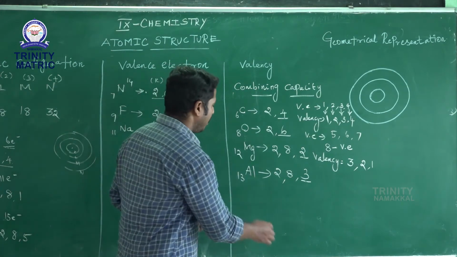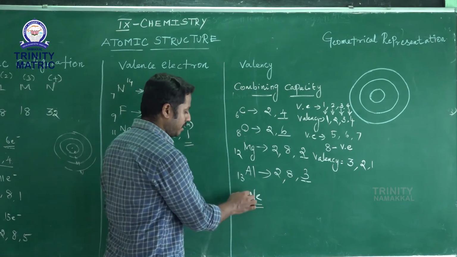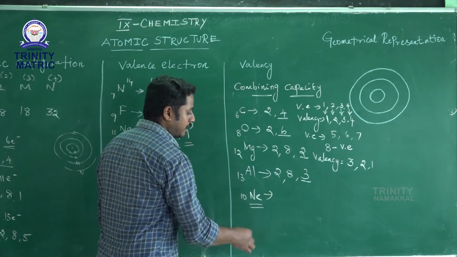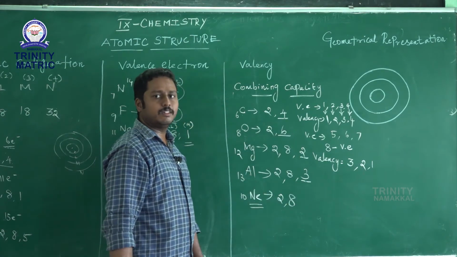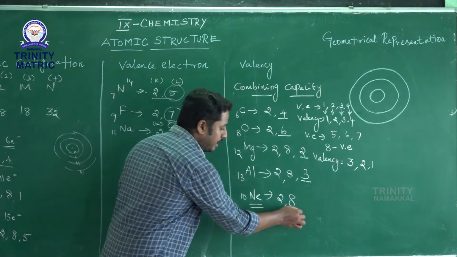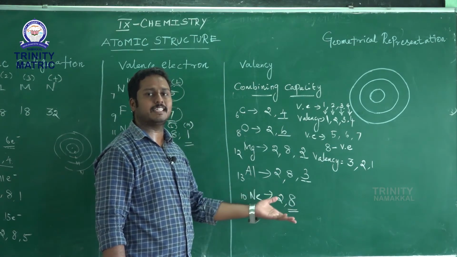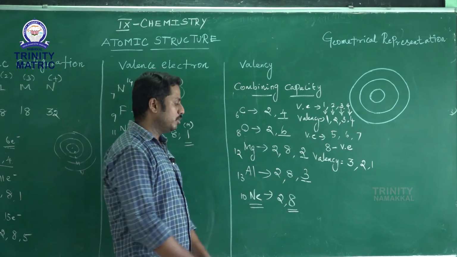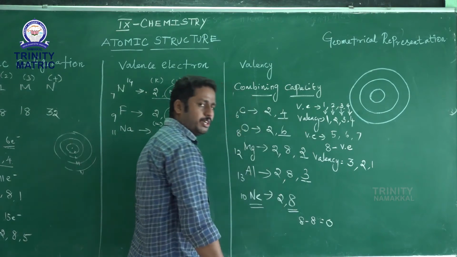For example, neon. Neon is one of the noble gases, atomic number 10. So the electronic configuration is 2,8. How many valence electrons are present in neon? 8 valence electrons. So what is the combining capacity? What is the valency of neon? You just subtract from 8. 8 minus 8 is equal to 0.